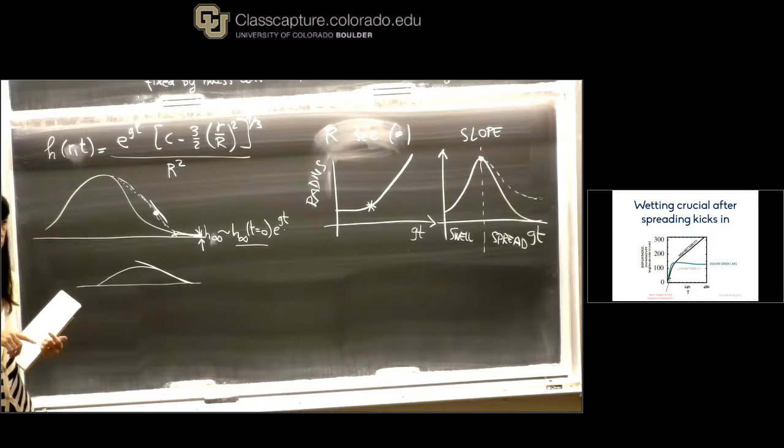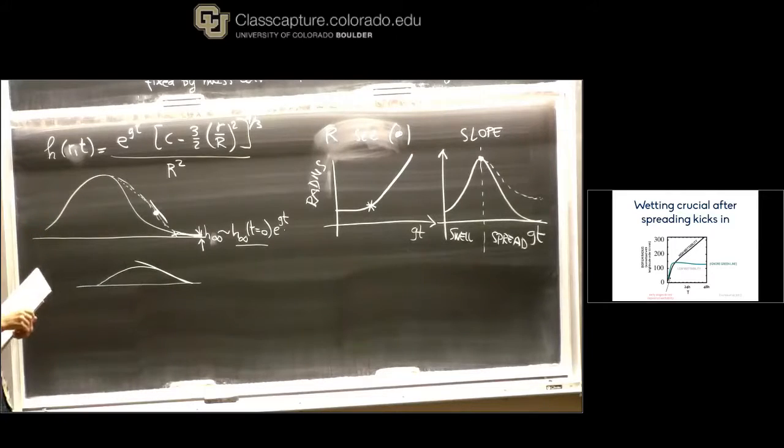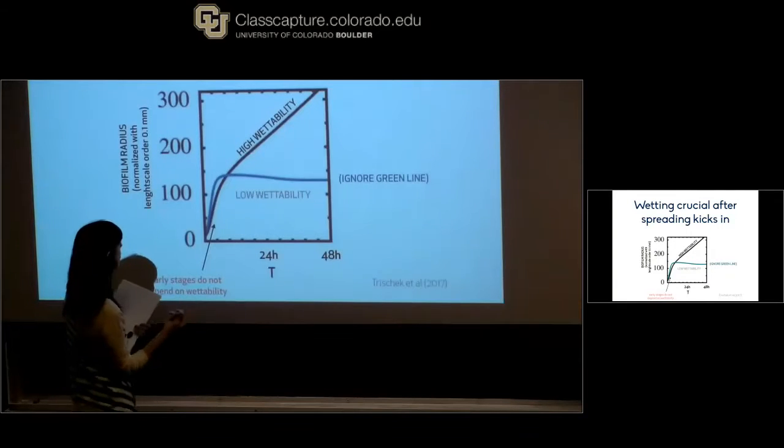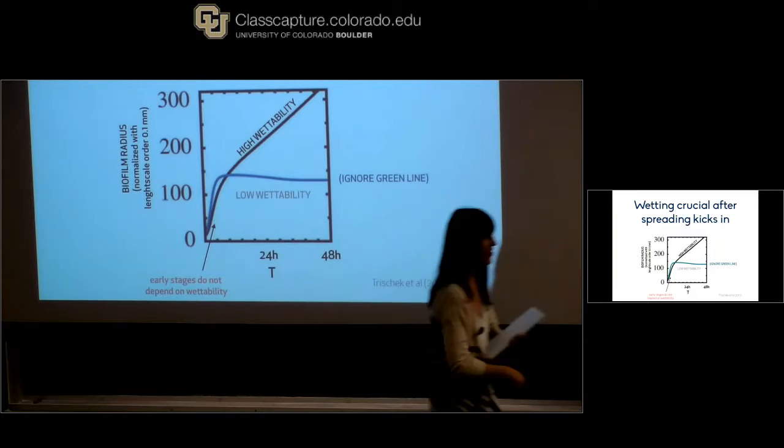There's no wetting here because there's no contact line. I assumed that this was the case, and it turns out the important message in here is that, ignore the green line, but there's just one line here that shows up.